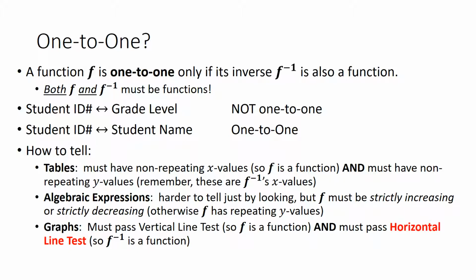Now, if I have a student ID number with a student name, that can be one-to-one because a student ID number will correspond to one particular student, and one student only has that one student ID number.